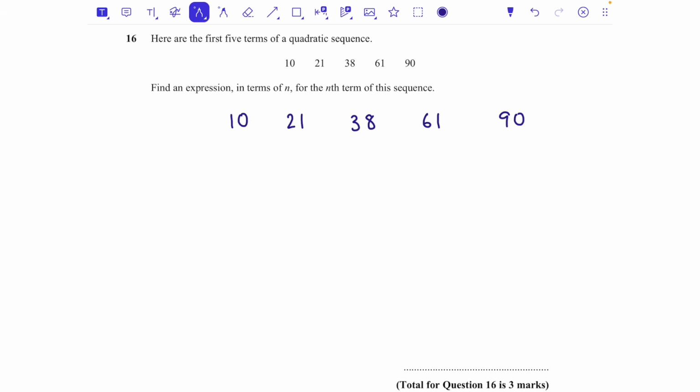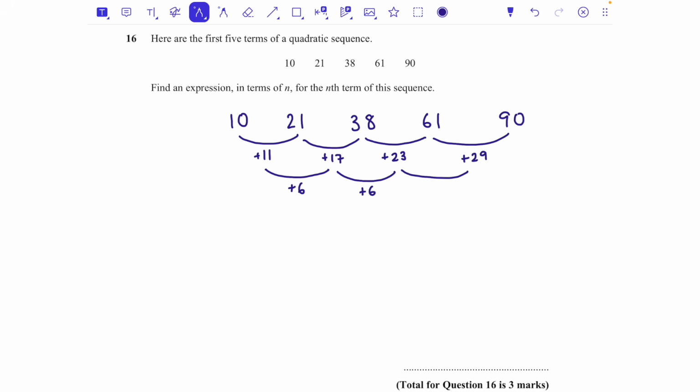And we're going to start with the first difference. So this goes up by 11. This goes up by 17. This goes up by 23. And then this one goes up by 29. And when we do the difference of the difference, this second difference should be the same. So that's gone up by 6. That's gone up by 6 from 17 to 23. And that's gone up by 6.